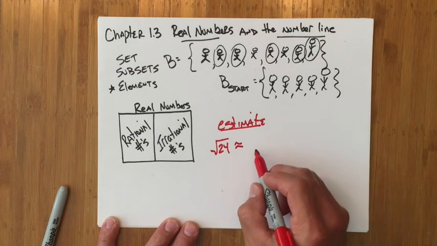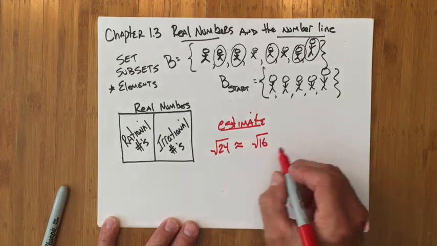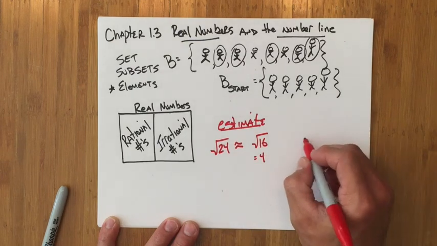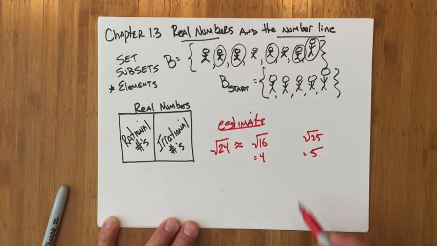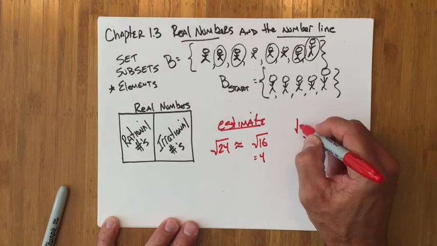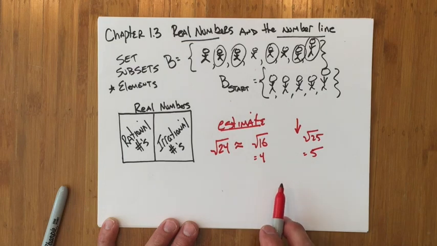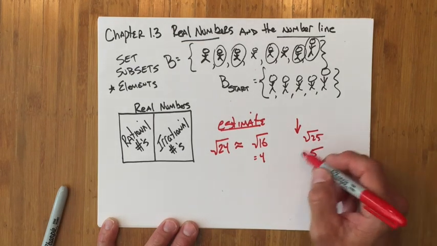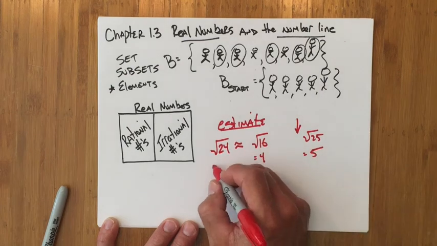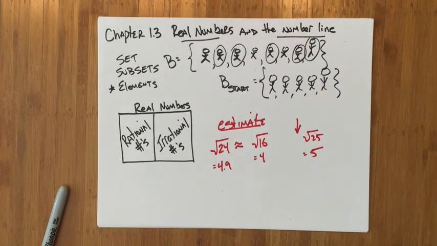Well, the idea here is this. The square root of 24 is between the square root of 16, which equals 4, and the square root of 25, which equals 5. So the square root of 24 is kind of smack dab in between them, but it's much closer to 5 than it is to 4. So without getting into a whole lesson that you probably did last year, we're going to estimate that the square root of 24 is approximately 4.9. All right, and that's a fairly good estimate.